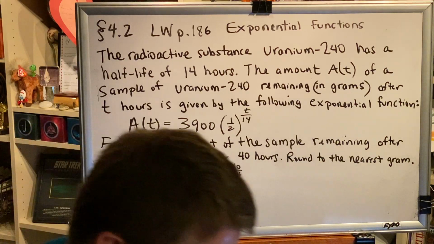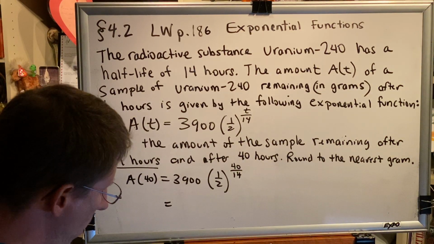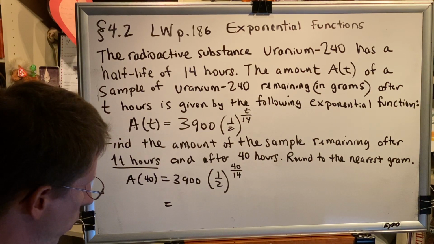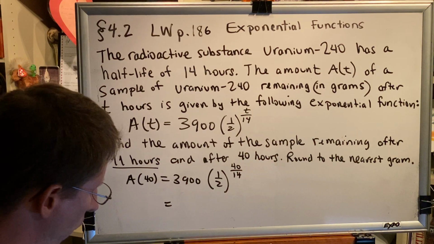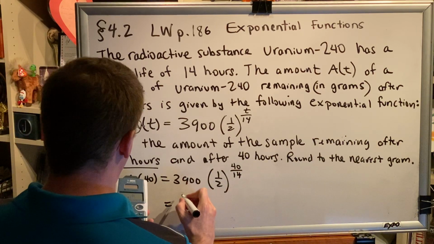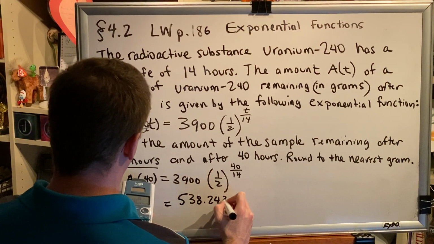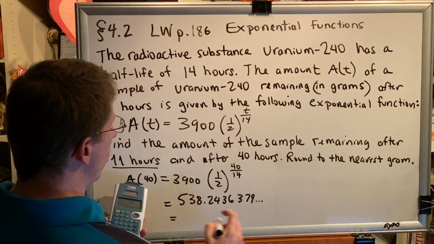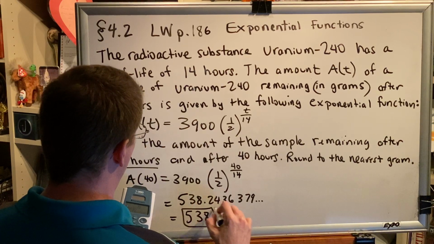All right, and just like before, we're going to put this in our calculator. If you have the multi-view, that'll be very easy. 3,900, parenthesis, make a fraction, 1/2, close parenthesis, exponent, make a fraction, 40/14, enter. And the value we get is 538.243637.9, and then we hit the edge of the screen. Rounding to the nearest gram gives us 538 grams.